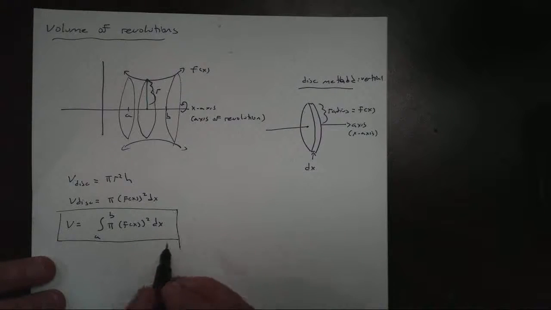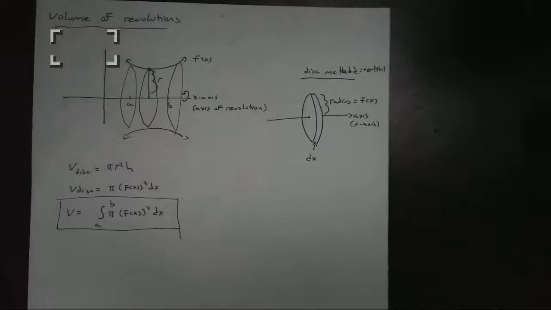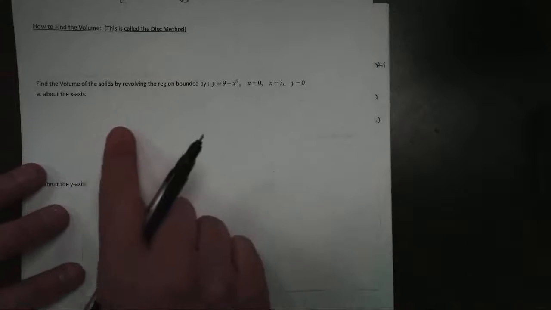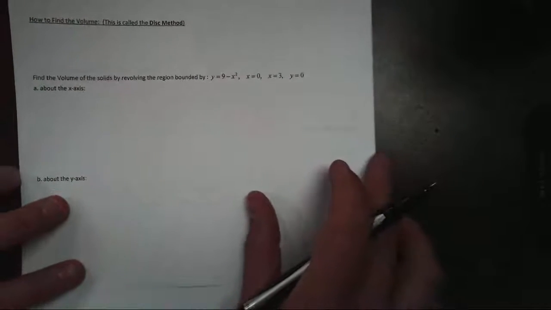So let's take a look at a few examples here. I have some examples set aside, so let's take a look at some of them. We want to find the volume of the solid by revolving this parabola and these line segments about the x-axis. We want to find the resulting volume.